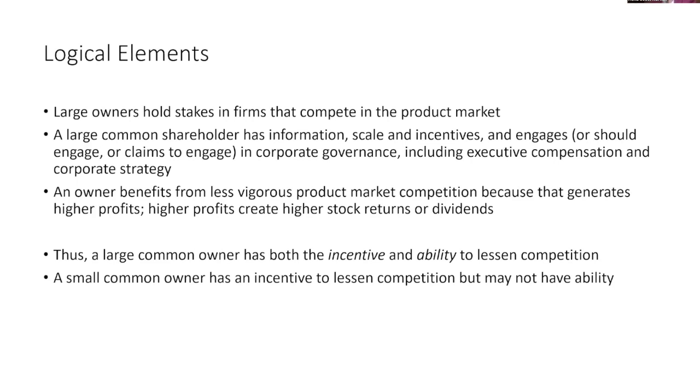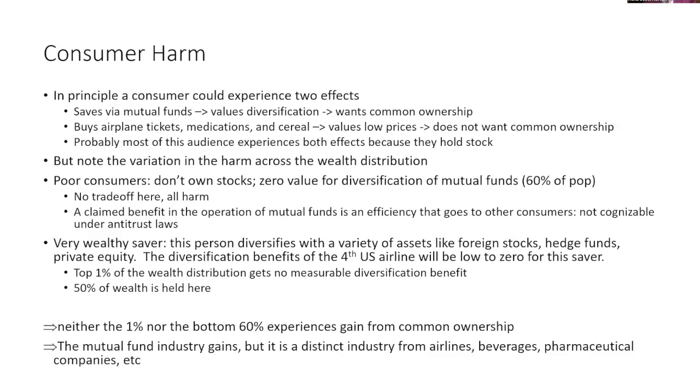A small common owner might not be doing as much corporate governance. They might have just the same incentive, but less ability to affect competition. Okay, so the meat of the problem then becomes, given the incentive and the ability, what would the consumer harm look like? And in principle, a consumer could experience two effects.